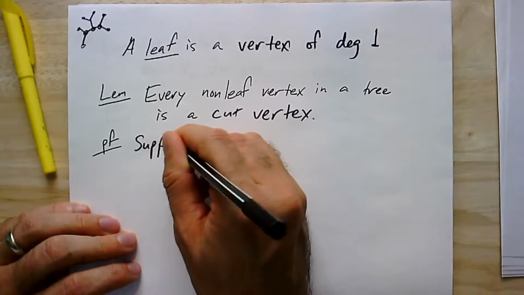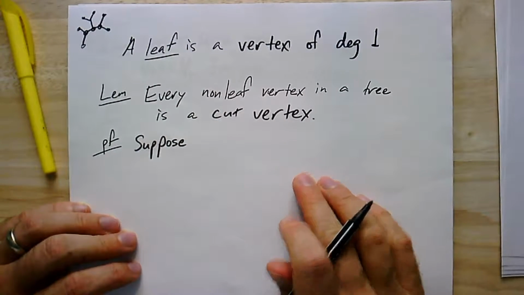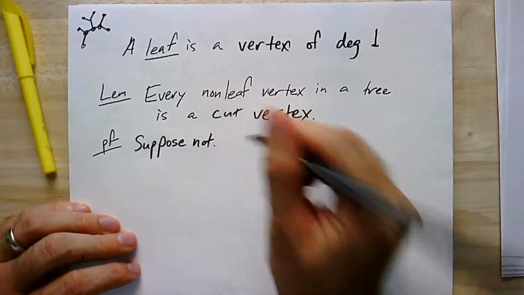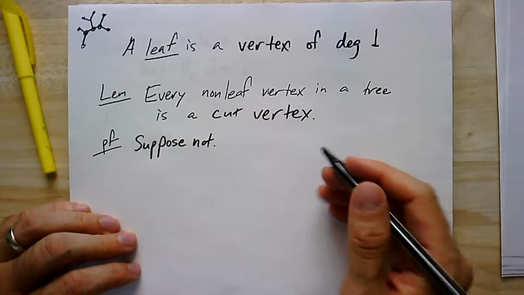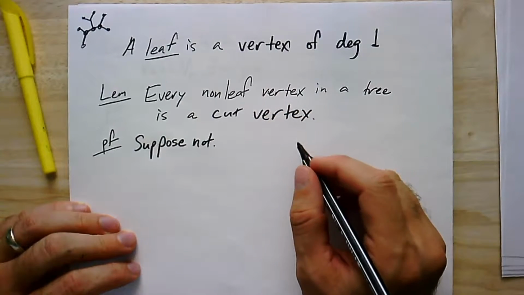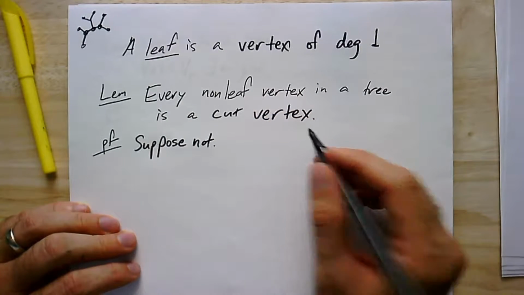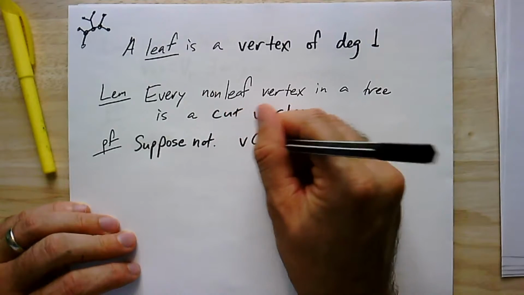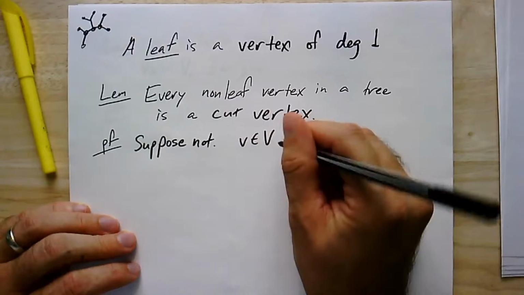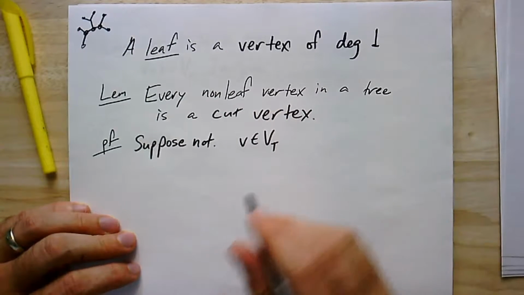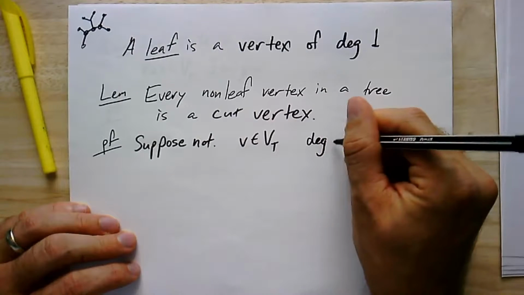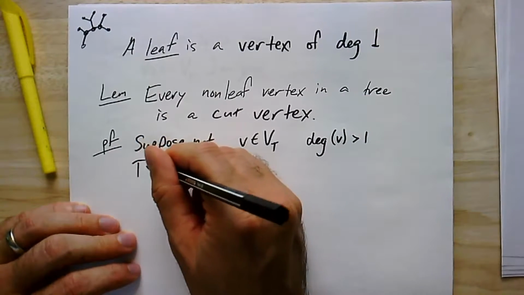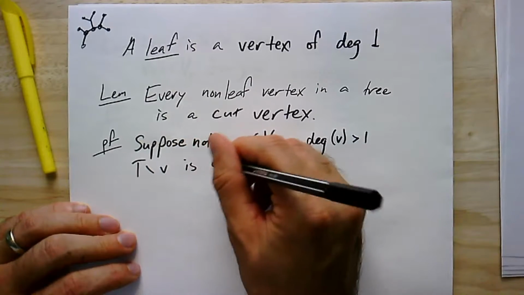But we want to do it directly from the definition in terms of the existence or non-existence of cycles. So suppose not. For contradiction, let's suppose that there's some vertex that has degree greater than or equal to 2, and it's still connected if we remove it. So we have some vertex V. Let's give the tree a name, let's call it T. The degree of V is strictly greater than 1, and T minus V, that is, if I remove this vertex, it's still connected.